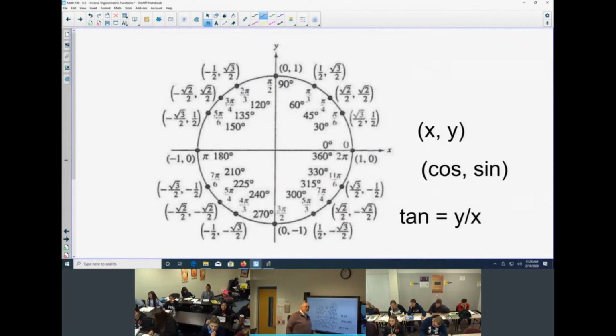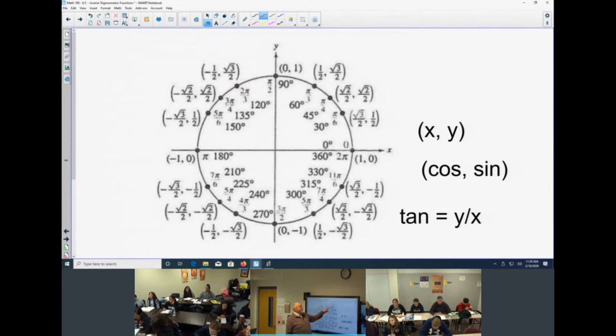Okay, so let me help you out here. For arc cosine, you're looking at the x value. The x value is the cosine. So you want to find the angle that has a cosine of 1/2. So you look up here, you're looking for the x value of 1/2. Oh, there it is right there. Okay, do you see it?